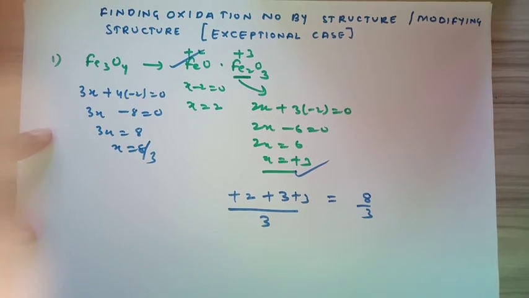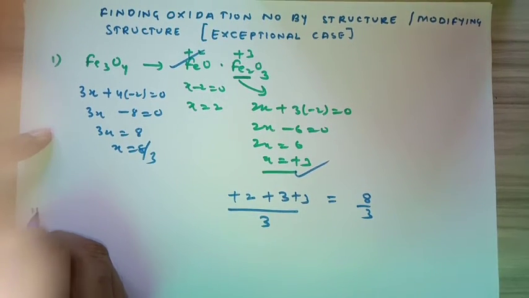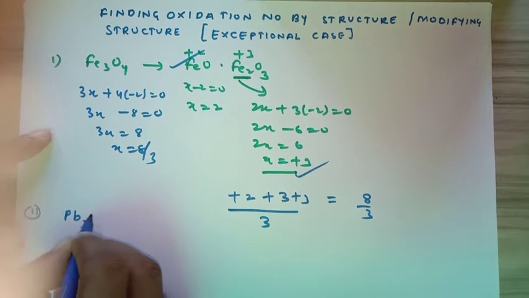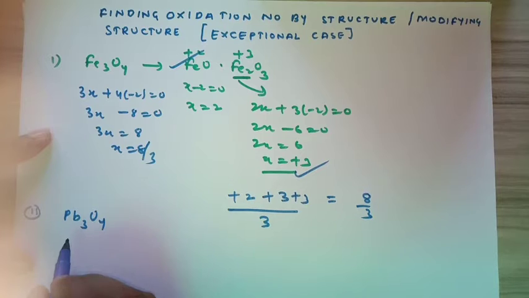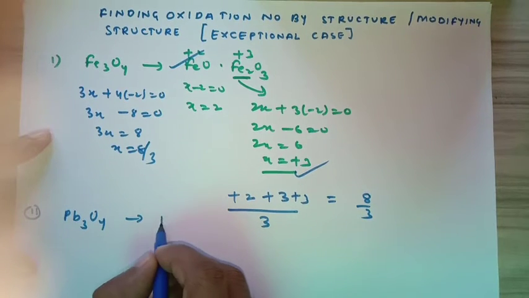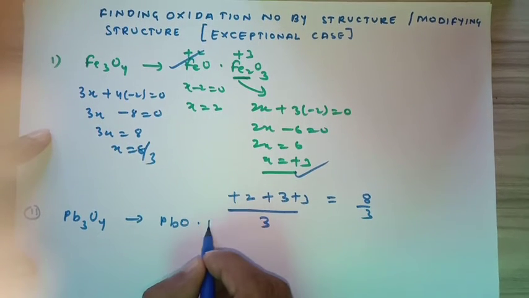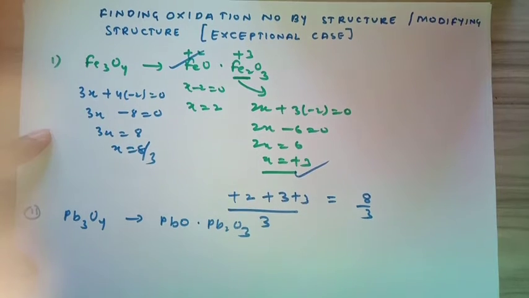Let's take the next question, and that is Pb3O4. In the same way, this will also be separated. So this will be PbO dot Pb2O3.